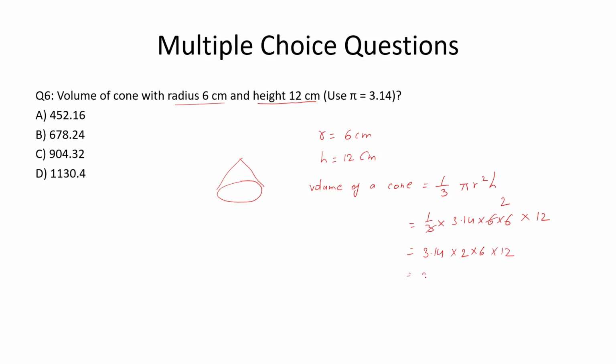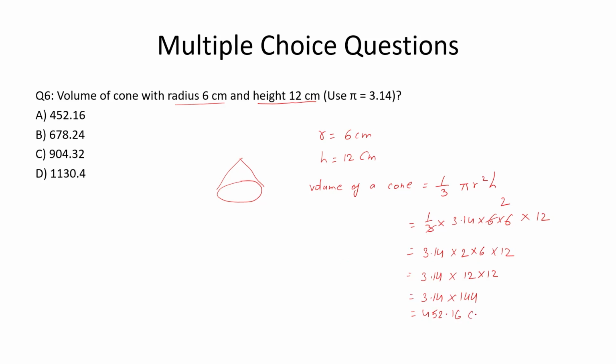Big multiplication. Let me take help from my calculator. 6 into 2 is 12. 12 into 12 is 144. Now let me use my calculator to solve this. 3.14 into 144. It is 452.16.